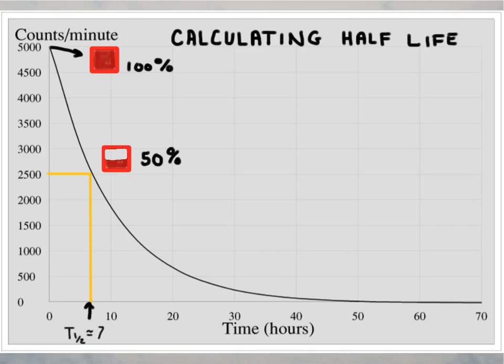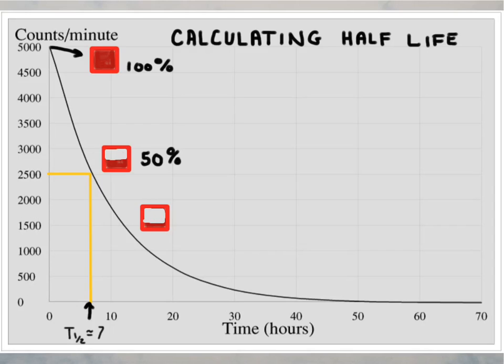If you extrapolate that down to the x-axis, you can see that roughly about 7 hours have gone by for this particular radioactive material. Graphs are usually a little bit rough, so it makes sense to do more than one calculation. And so you can calculate a second and a third half-life by taking 1/2 of the amount you have here, 2,500, and dividing that by 2.